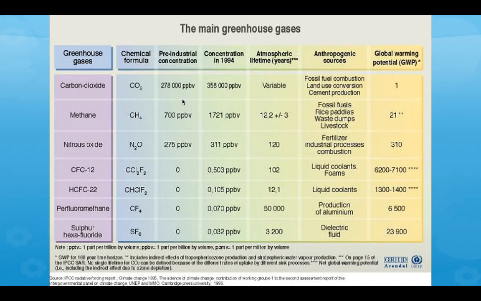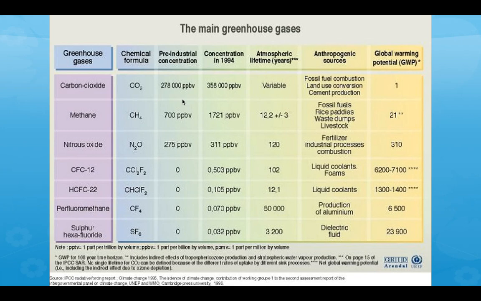So let's look at CFC 22 or HCFC. And so once again, this was not around. And now there's about 105-ish in the atmosphere. And it stays about, let me see, about 12 years. And it's found in liquid coolants, so like air conditioners. It's Freon, and its GWP is 1300 to 1400.